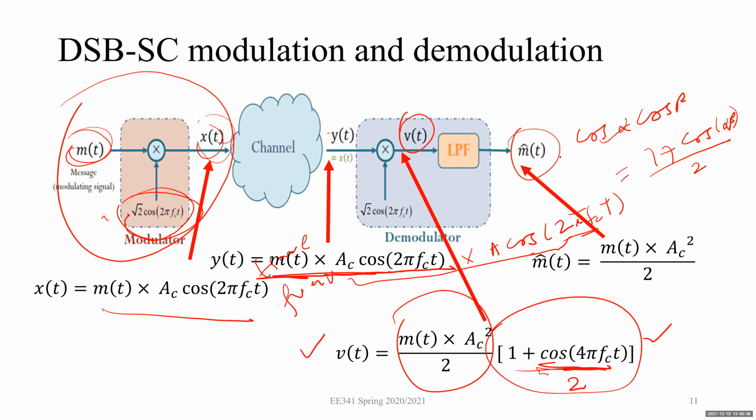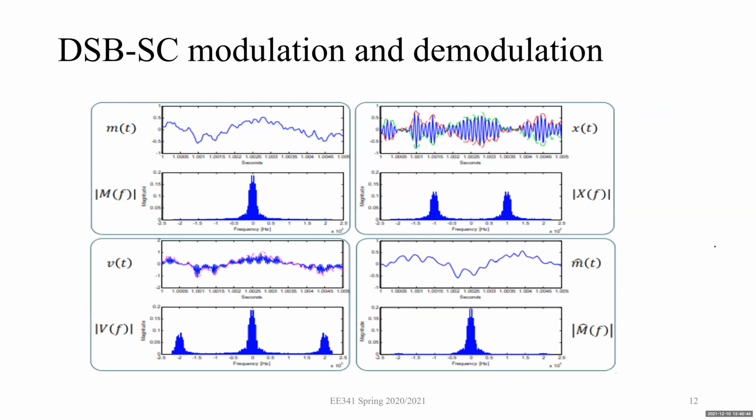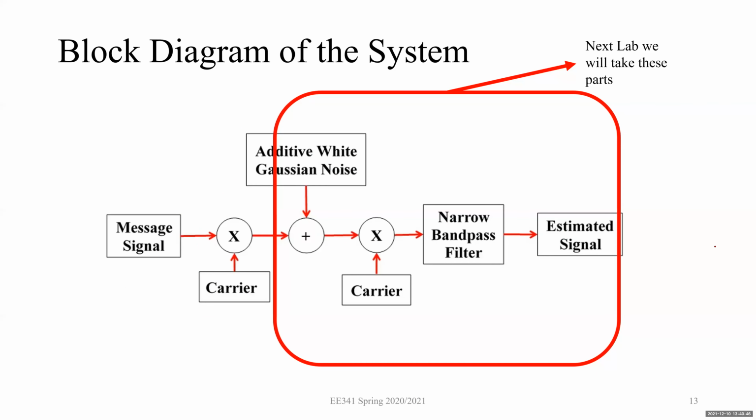And then after passing through the low pass filter, this frequency component will be removed, and we will only get this signal, which is here. So in this lab, we will only do this part. We will plot the message, we will plot the carrier, and then we will plot the modulated signal.